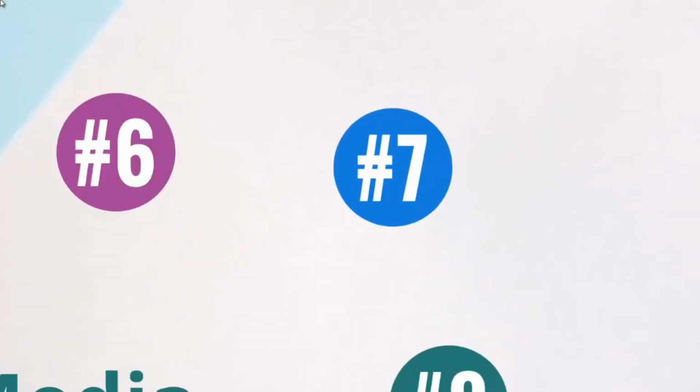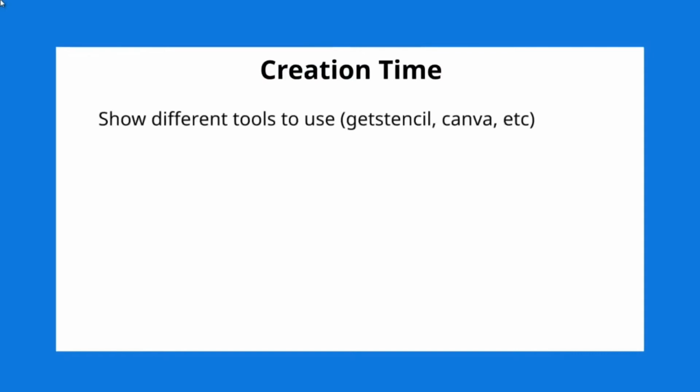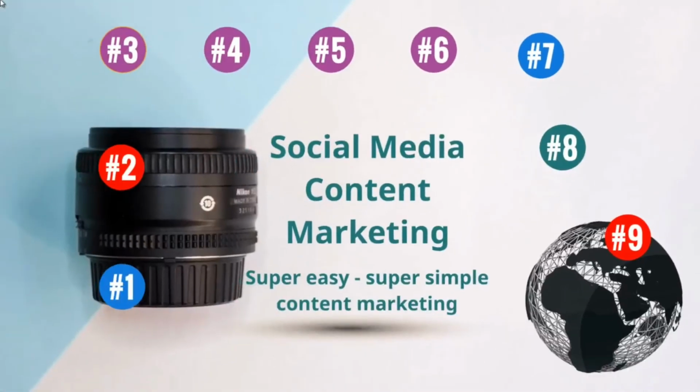Hello and welcome back. This is video number 7. And we're going to talk about creating these simple pieces of content. Now, I'm going to show you different tools that you can use to create these pieces of content. Some of them range from using a site called Get Stencil, Canva, and more. I'm going to show you how to use Get Stencil in just a minute.